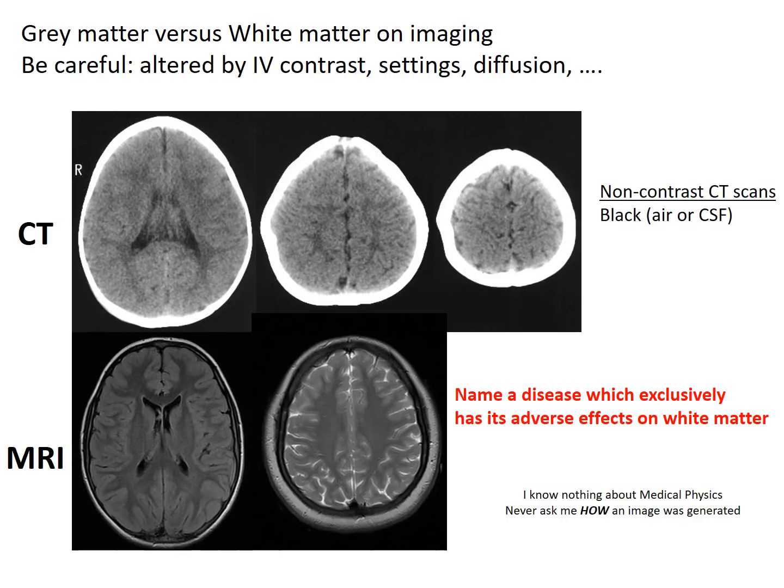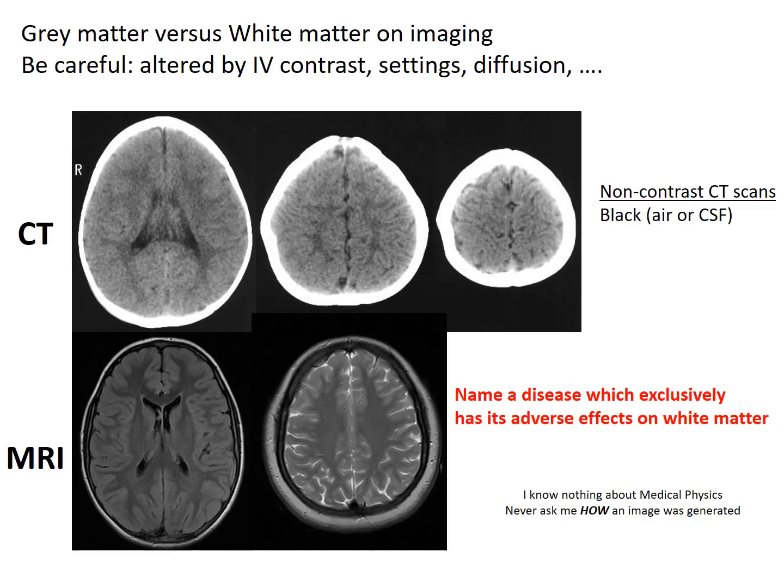Gray matter versus white matter on imaging studies, be careful, because sometimes the pattern is reversed, particularly when you're looking at the brain with contrast or different types of settings or diffusion images on the CT scans or on the MRIs. But in general, on a CT scan, the white matter will appear grayer and the gray matter will appear darker. So you can see the differentiation of gray matter and white matter on those CT scans.